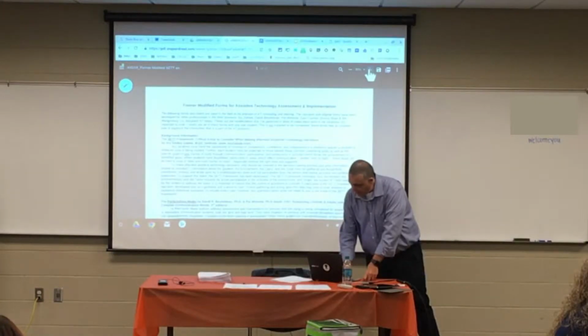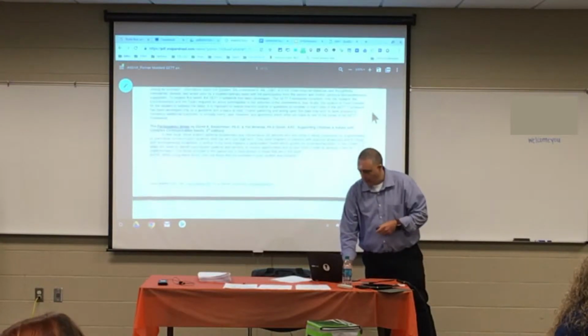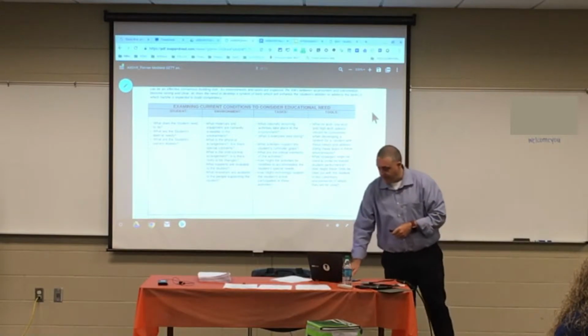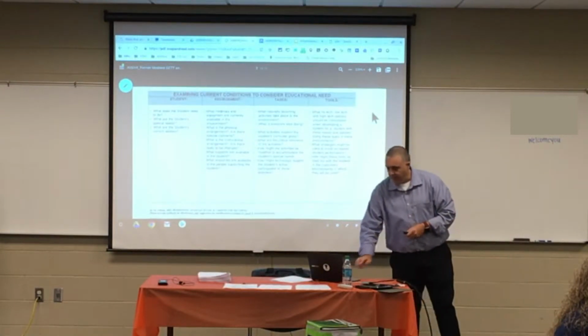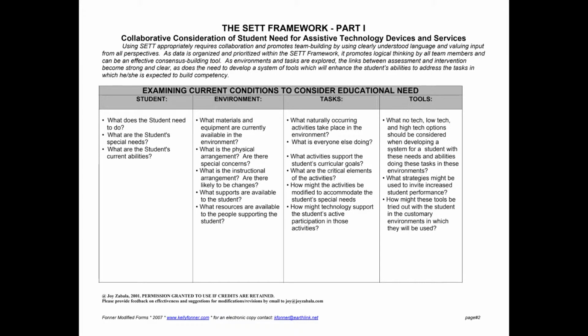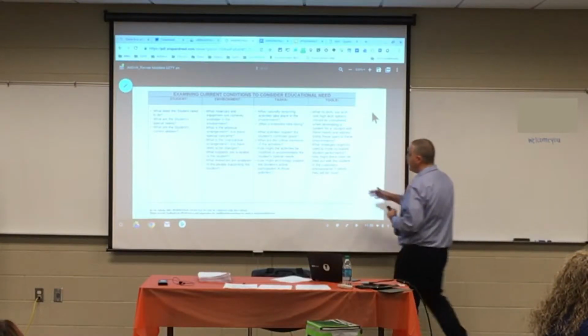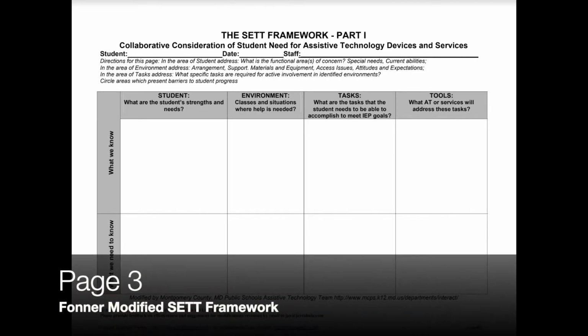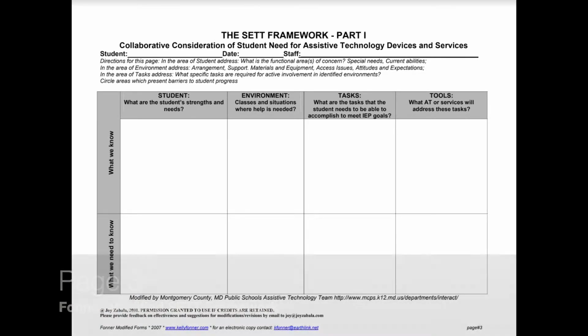So page 1 is just the background information, so look at that, we've already done one page. Good job, congratulations. Page 2 is just the example page for the SETT. When you think about it, this is what a traditional SETT form might look like. 4 columns: student, environment, tasks, tools. And then you would have each member of your team fill this out. There's a blank form. We have the 4 columns of all the SETT forms.